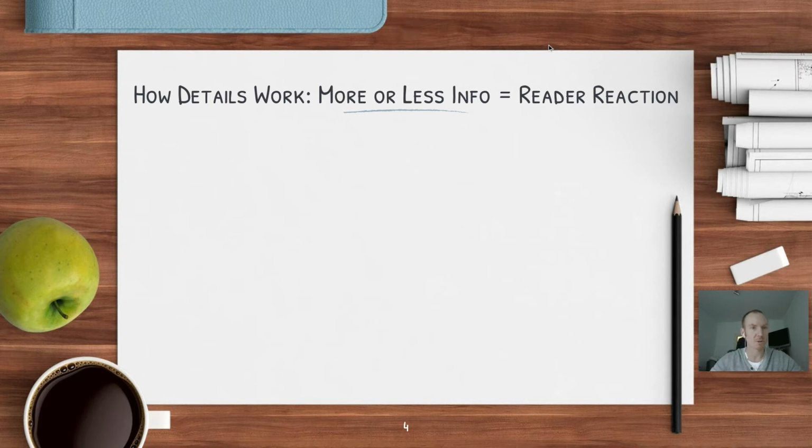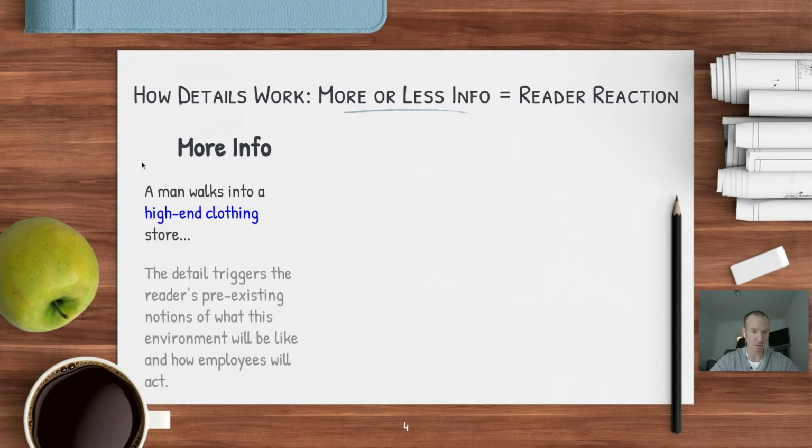So first, how do details work? More or less information will impact a reader's reaction. If the reader has more information, like this, a man walks into a high-end clothing store, the detail triggers the reader's pre-existing notions of what this environment will be like and how employees will act, how the person will feel within the store, etc.